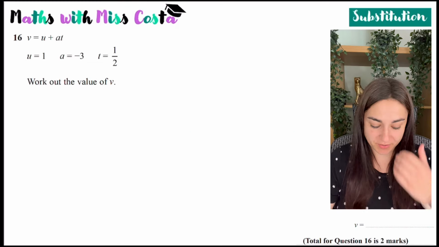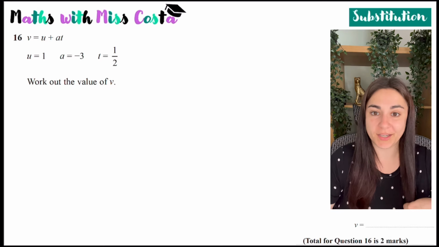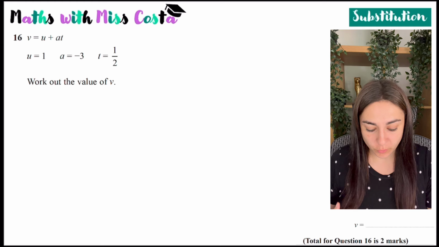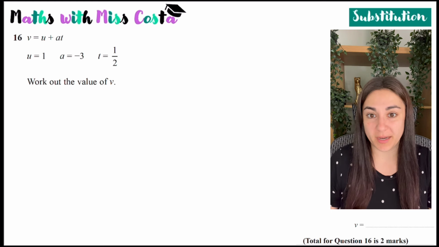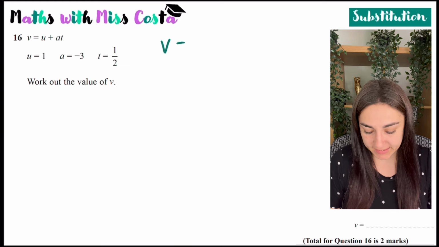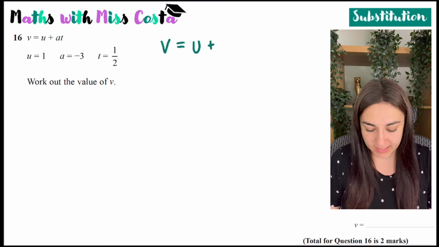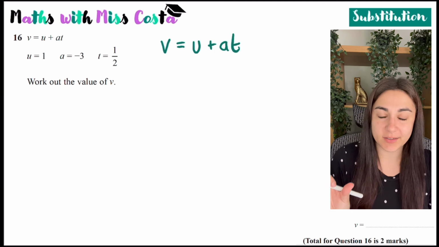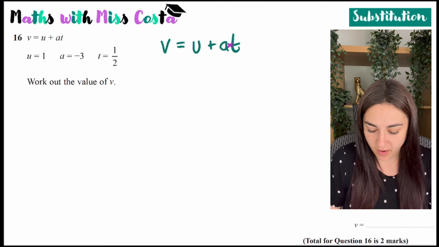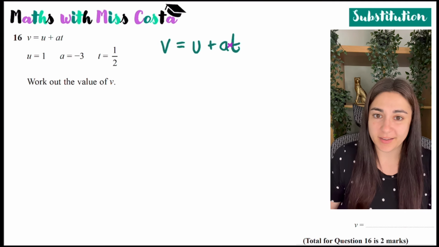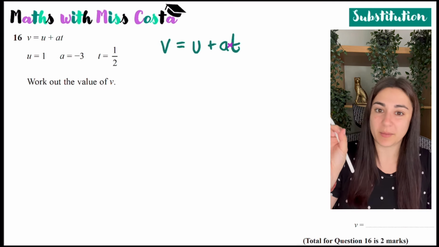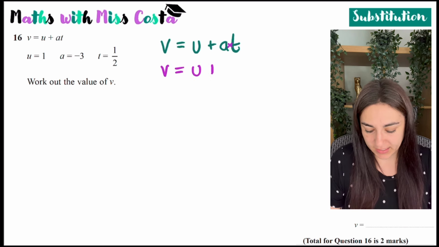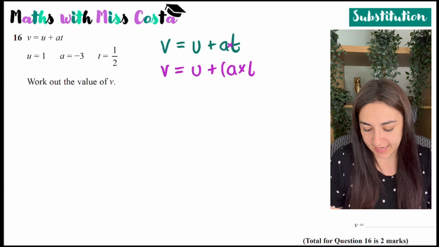Okay, so in this question, I have been given a formula, V equals U plus AT, and I've been given 3 values for that formula. So when I've been given a formula, it's best to just think, what is the formula telling me? So V equals U plus AT. Now, whenever 2 numbers or letters or a number and a letter are next to each other in algebra, there's always like this invisible algebraic multiplication glue binding them together. So I could write that as V equals U plus A times by T.